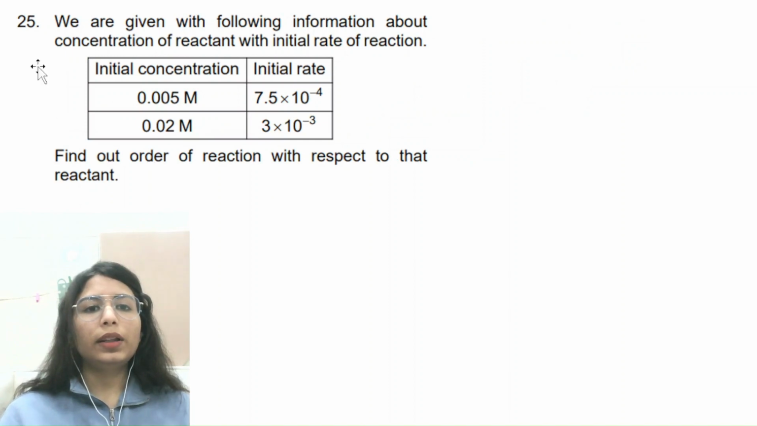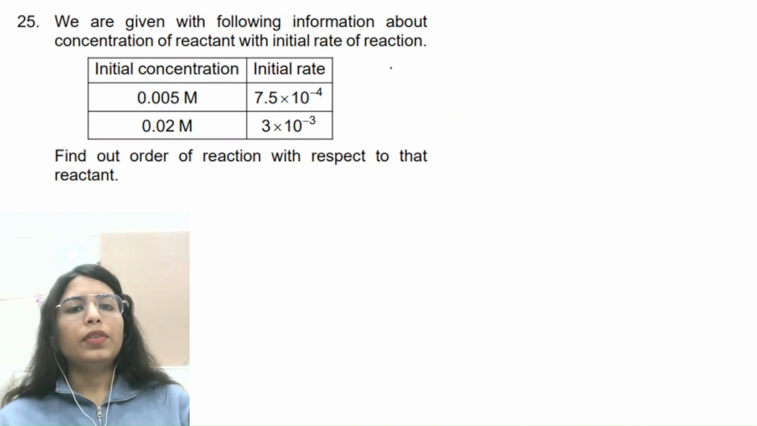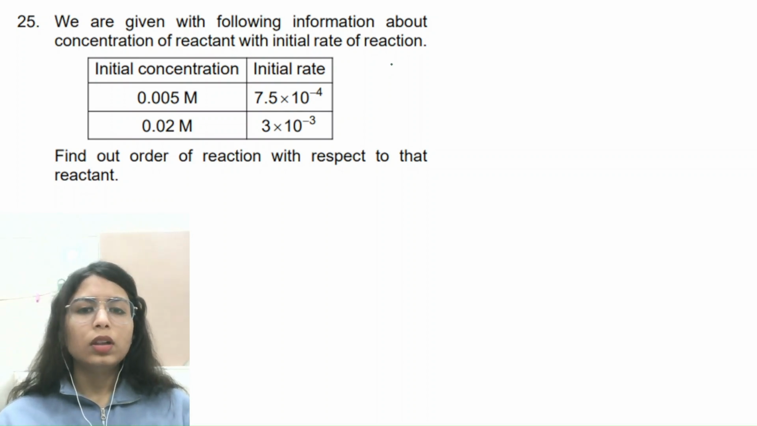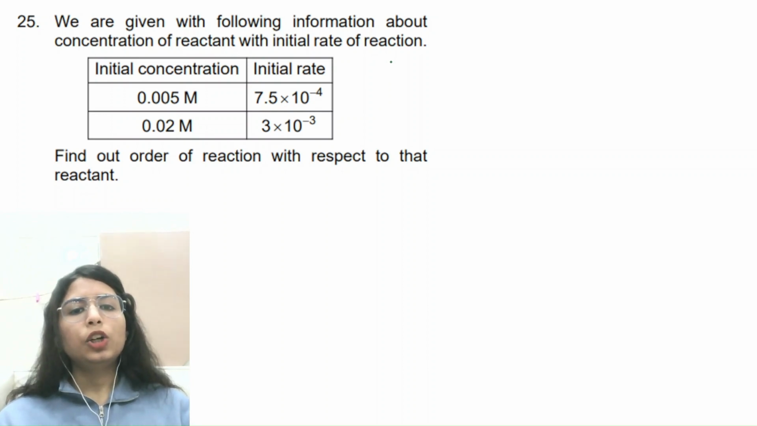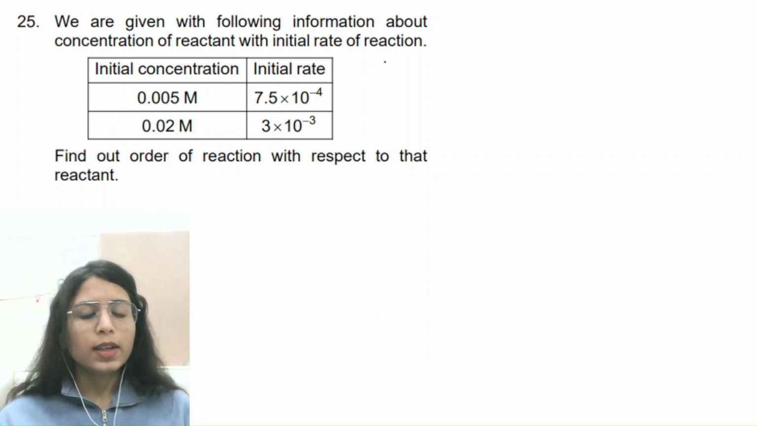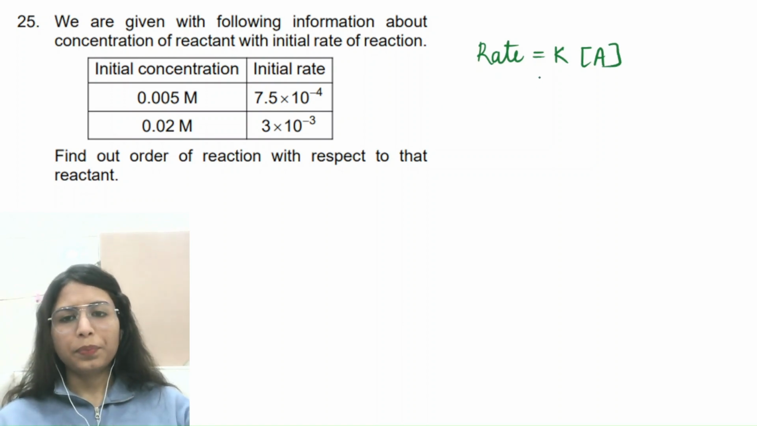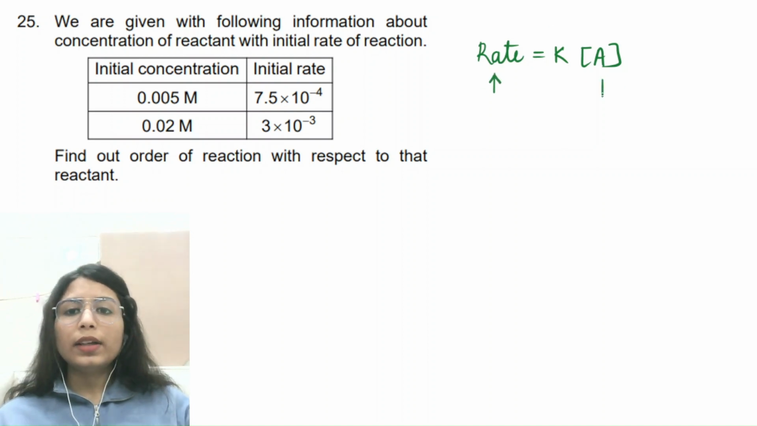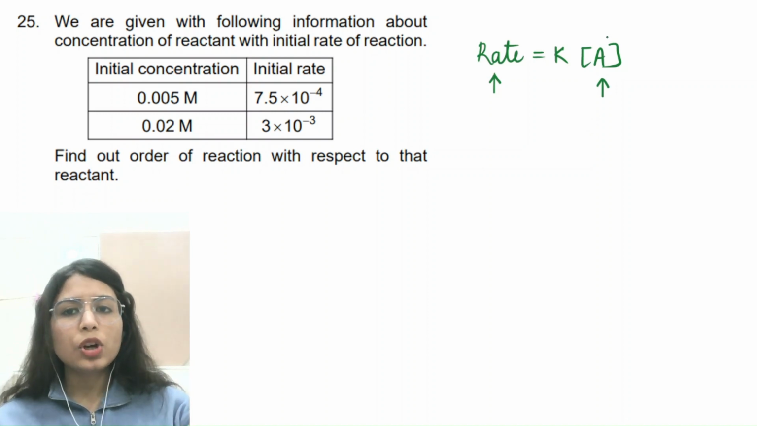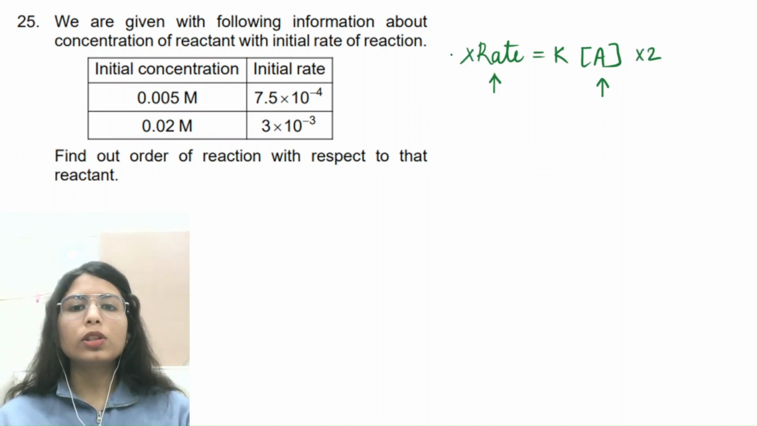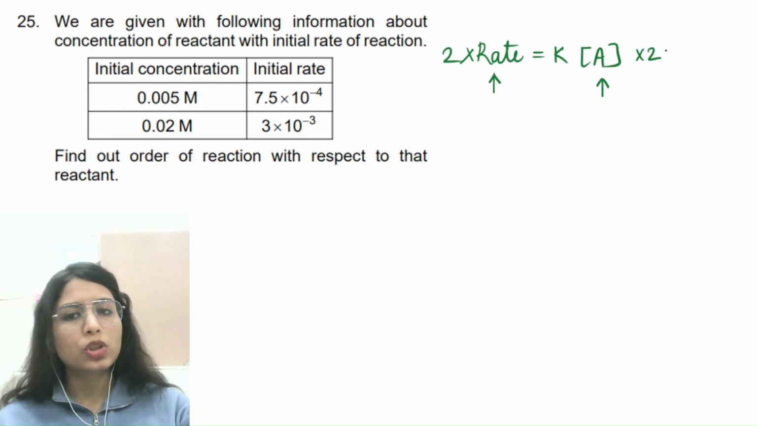Let us now move on to another question. Here we are given the following information about the concentration with the initial rate of reaction, and you have to find out the order. Without solving this question, you can answer this. You just need to use some of your sense, that whenever it is a first order reaction, then it is written as rate equals k into concentration of A, right? Which means that as the concentration is increased, in a similar manner the rate is increased. If you increase your concentration by 2 times, then the rate also gets 2 times, which means that they are directly proportional in the case when the order is first order.